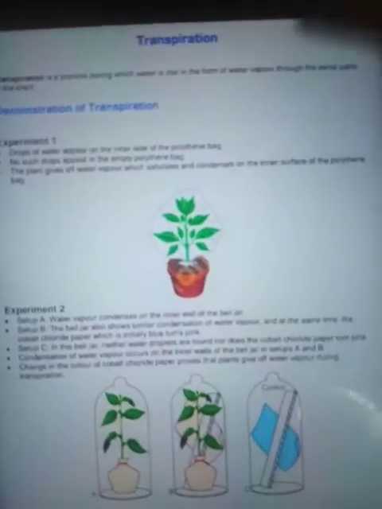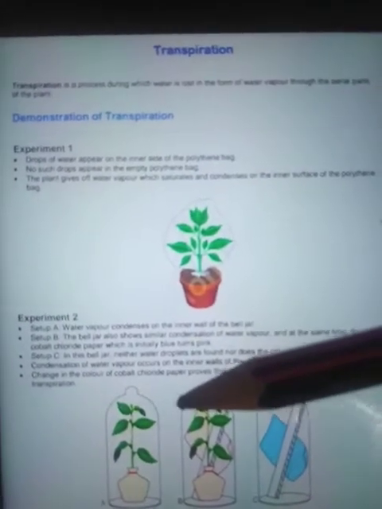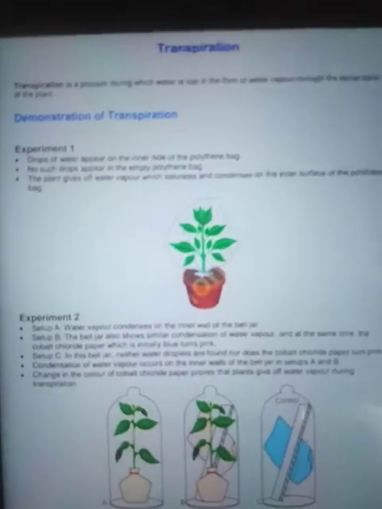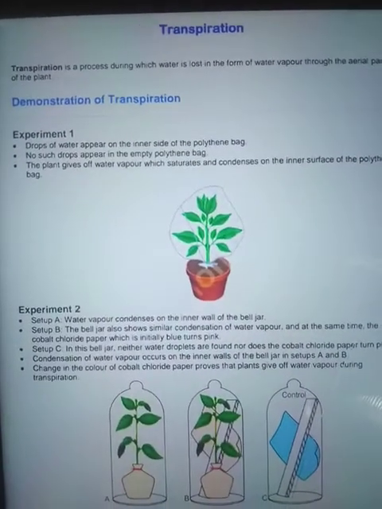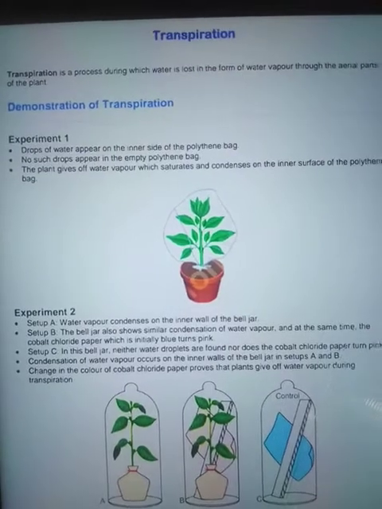In your book, you'll get these two experiments. You can see it in your book. First one, I'll deal with demonstration of transpiration.